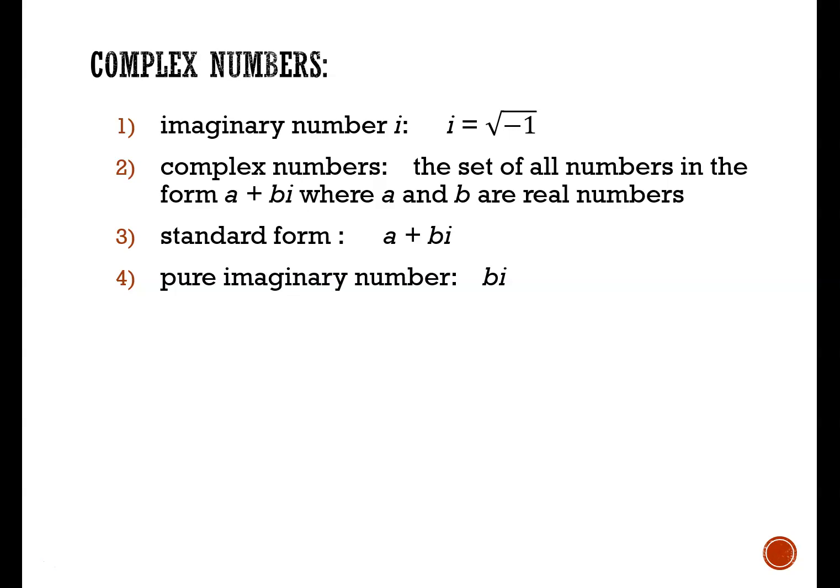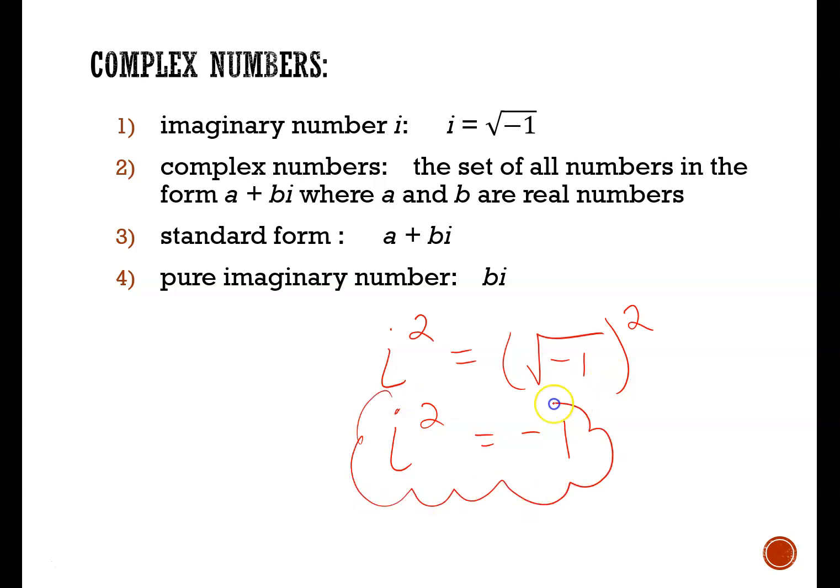Notice that if we squared both sides of that equation, so we square the i, and we square the square root of -1, we would find that i squared is just -1. If you remember the property that we studied, when we square a square root, we just get the radicand. So that's another important thing to know, is that i squared equals -1.